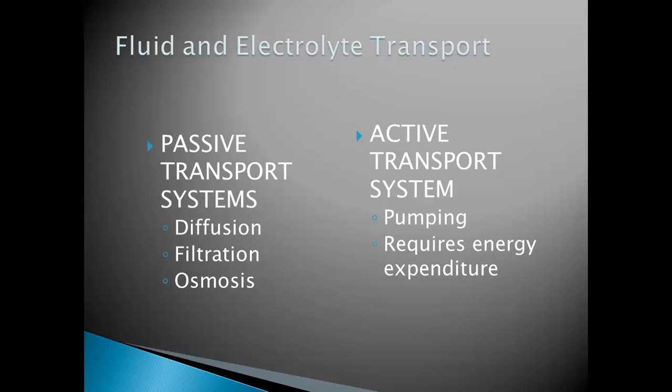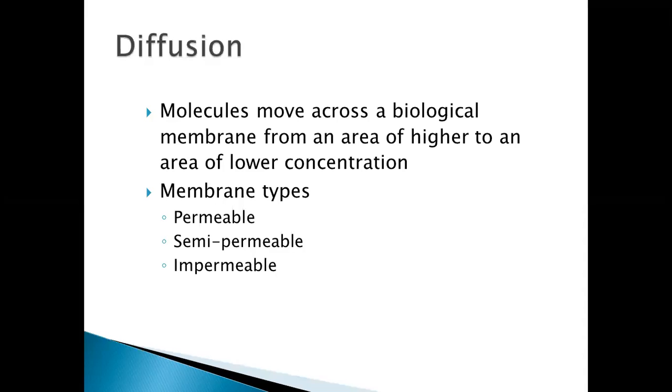So transport of electrolytes: passive transport systems and active transport systems. Passive transport systems include diffusion, filtration, and osmosis. Active transport systems include the pumps like the ATP and the sodium potassium pumps, which require energy expenditure. So diffusion is one of the passive transport mechanisms in which molecules move across a biological membrane from an area of higher to lower concentration.